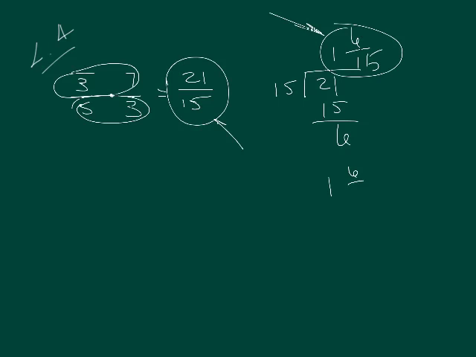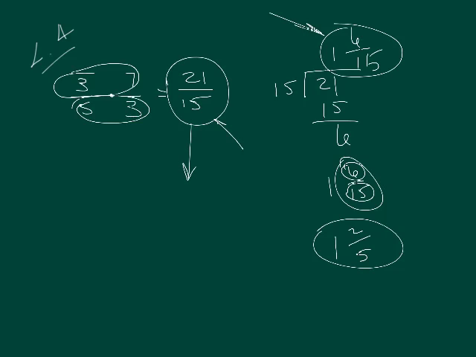And then once you get 1 6/15, this can be reduced because 3 goes into 15 and it also goes into 6. 3 goes into 6 twice, and 3 goes into 15 5 times. So actually 1 2/5 is your answer. Or if you reduce this improper fraction here, 3 goes into 15 and 21. 3 goes into 21 7 times. 3 goes into 15 5 times. And you get 7/5. So these are both the same answer. It's just this one is improper and this one is a mixed number.